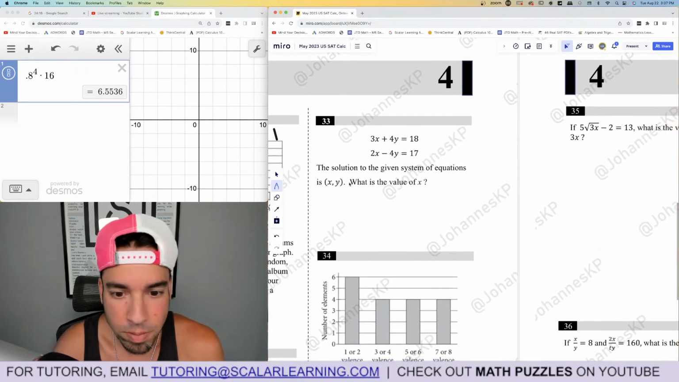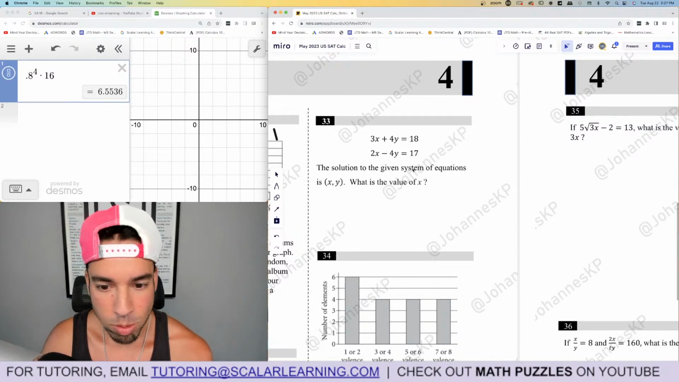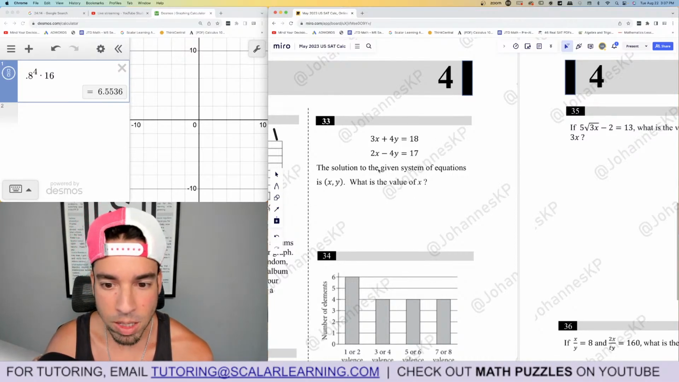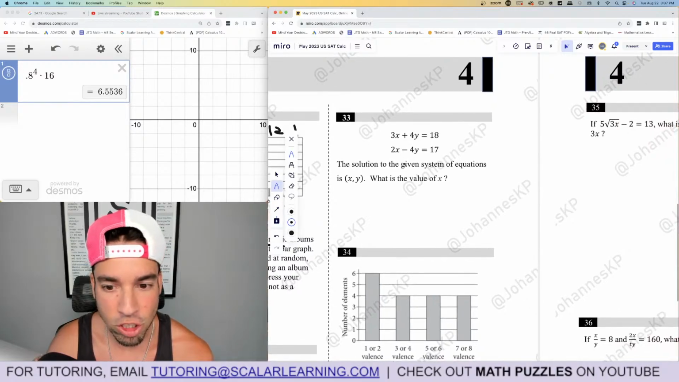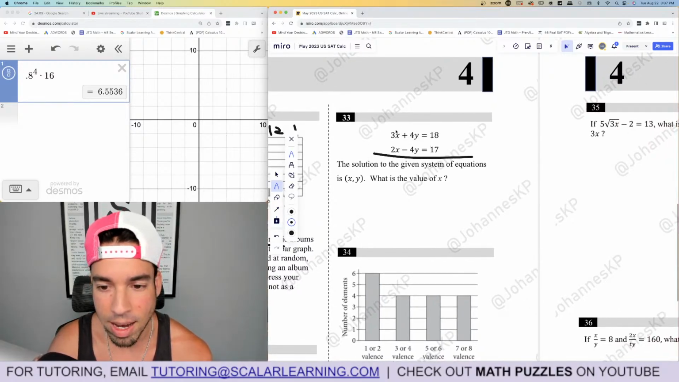33. Solution to the given equation. Okay, so we're going to solve for x. I'm going to eliminate the y's. It's beautifully set up to just do my elimination method, aka add these two equations together.